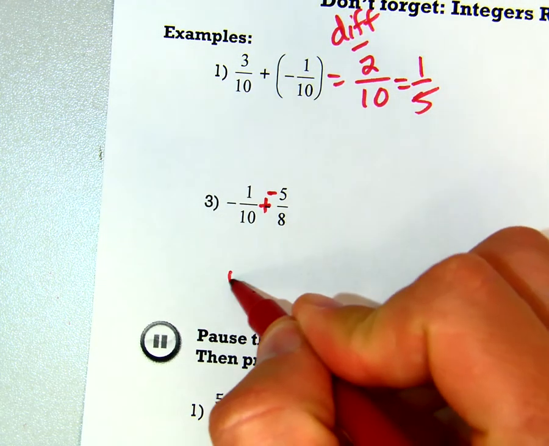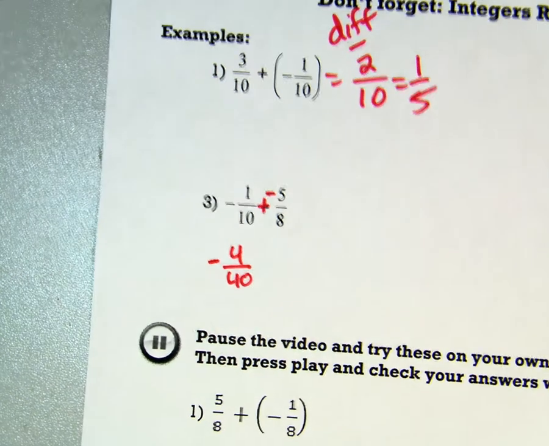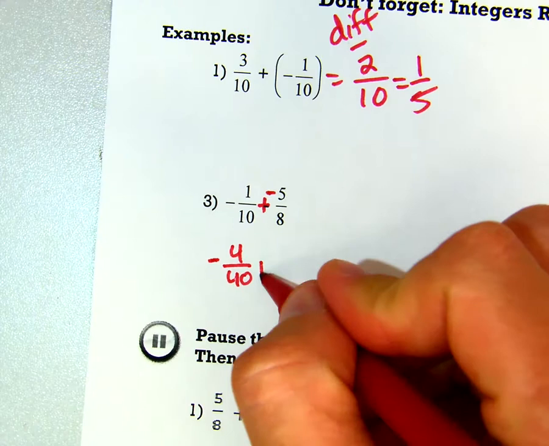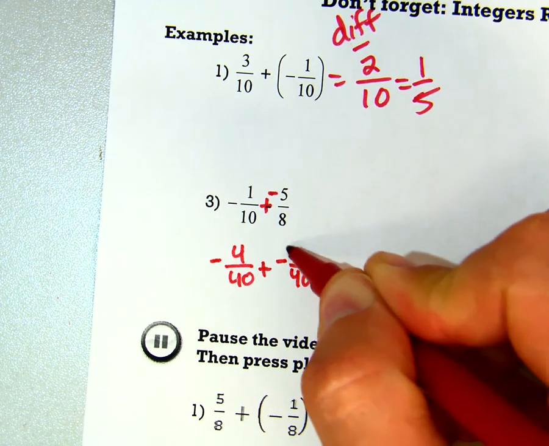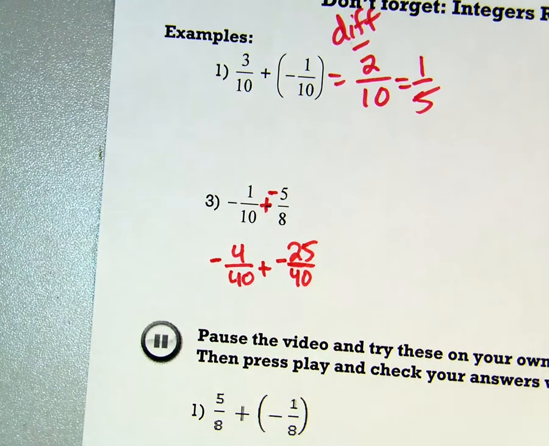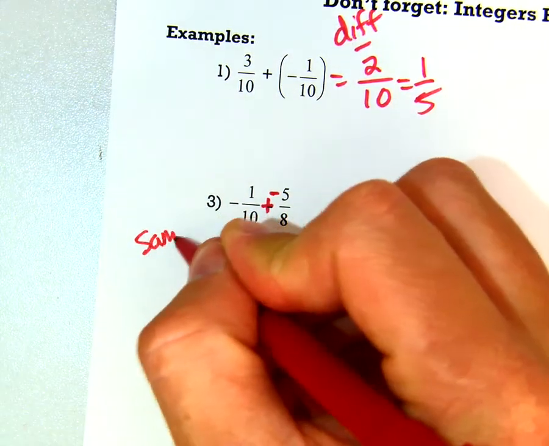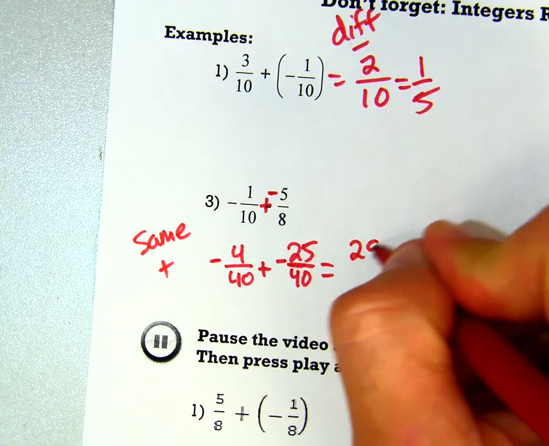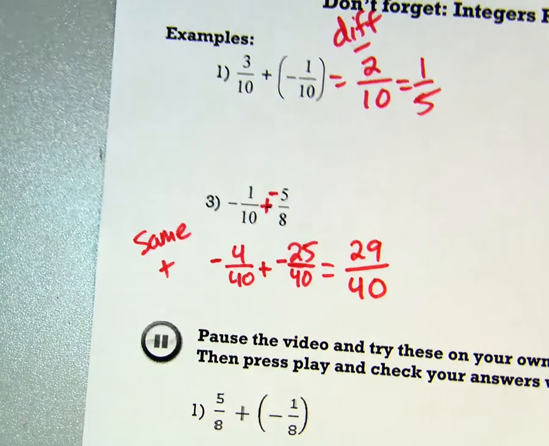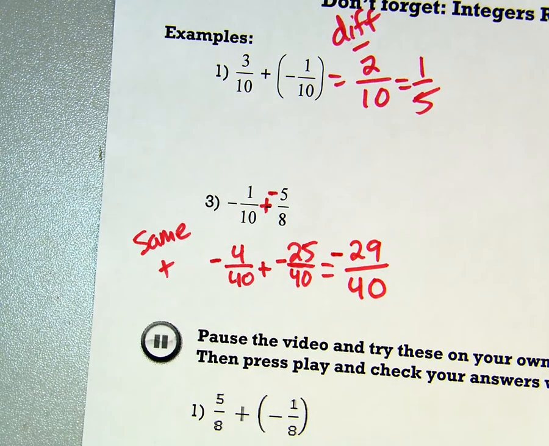So in order to put 10 to 40, I need to multiply it by 4. So it's negative 4/40 plus negative, and then 8 to get to 40 is times 5, so 25/40. Again, they are the same symbol. They're both negative, so I'm just going to add the two numbers together. 4 plus 25 is 29, and bring my 40 over, and it is a negative 29/40.